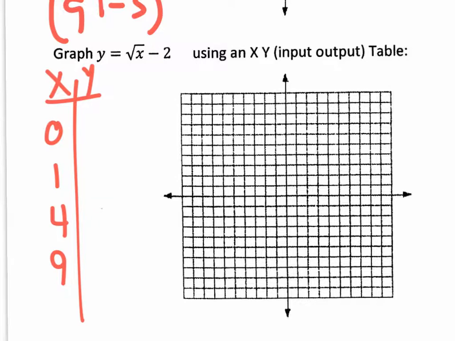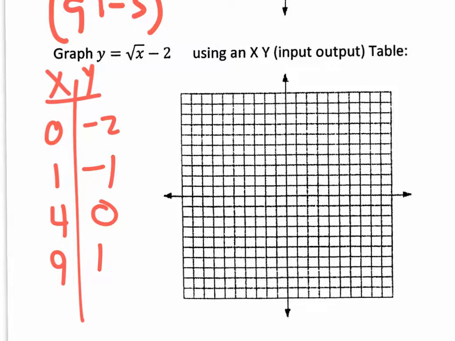So when I input 0 right here, the square root of 0 is 0, but 0 minus 2 is negative 2. When I plug in 1 right in here, the square root of 1 is 1, but 1 minus 2 is negative 1. When I plug in 4 into here, the square root of 4 is 2, but 2 minus 2 is 0. Let's go for the last one. When you take the 9 and plug it in there, the square root of 9 is 3, and 3 minus 2 is 1. So we have these coordinates.